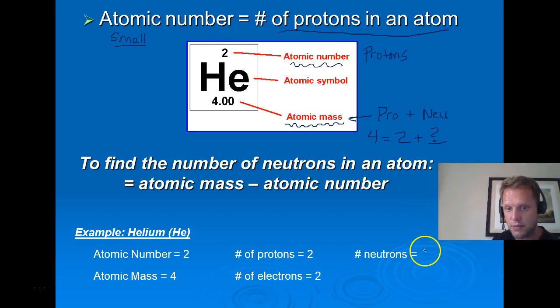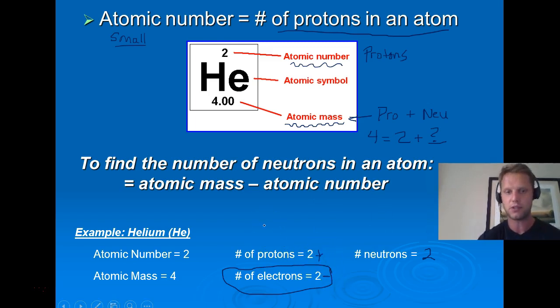So the answer is going to be 2 neutrons. Now, how did the electrons equal the number of protons? Well, if you got 2 protons, you have a 2 positive charge. That also means you have a 2 negative charge. The protons will always equal the number of electrons. So by looking at these two numbers, the atomic number will be the protons and the electrons, the small number. Subtracting those two numbers will tell you the number of neutrons.